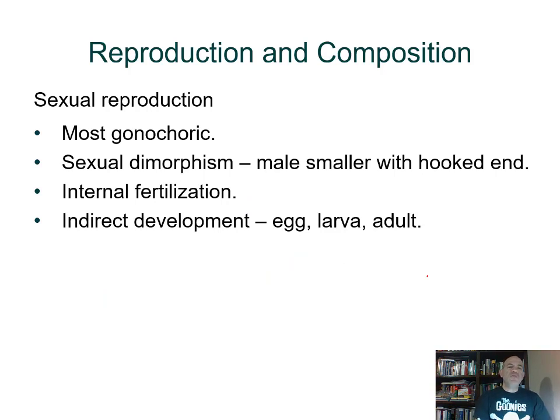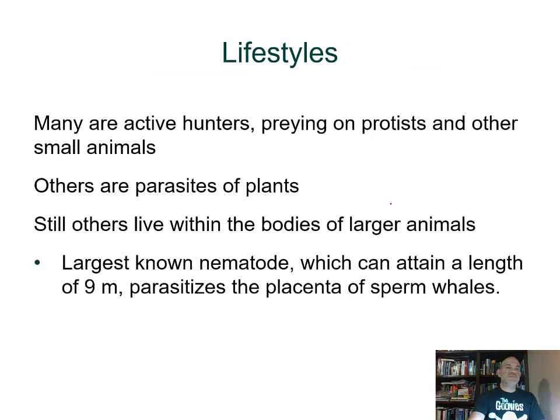So for reproduction, most are going to be gonochoric, means separate male and female. There's going to be sexual dimorphism. Dimorphic means two different kinds. It means male smaller with a hook end. Females are going to be larger and thicker. Fertilization is internal. So the male has to transfer the sperm to the female. And this is indirect development, you start off with egg, there's a larval stage that's indirect. So there's a metamorphosis that occurs, and then you go to adult.